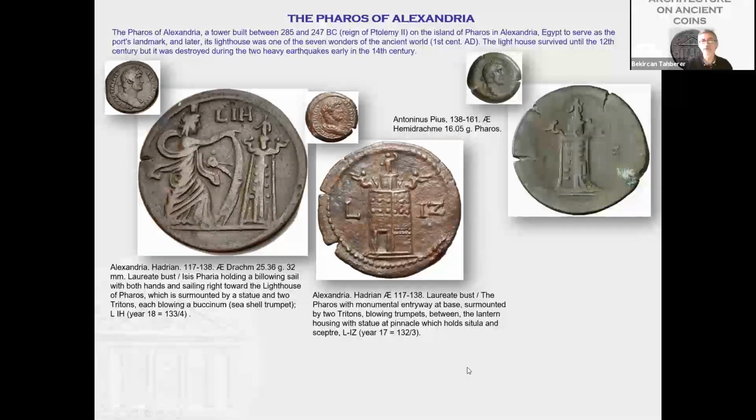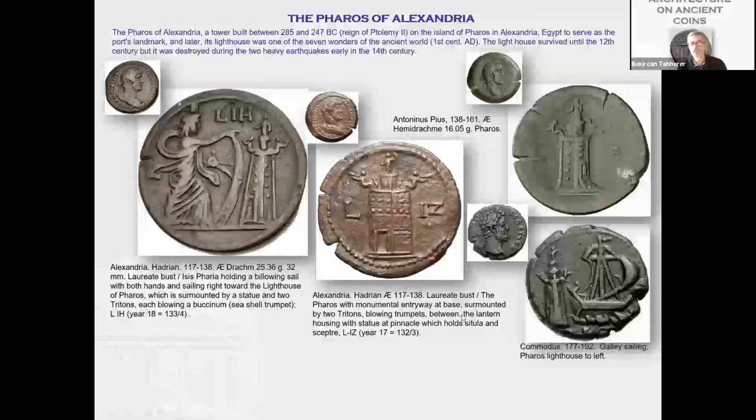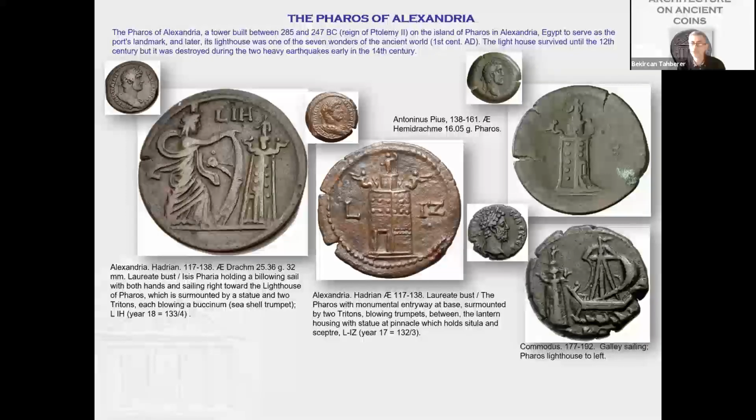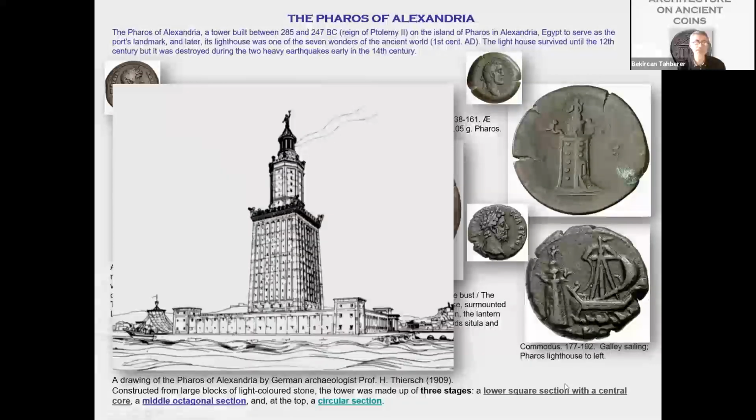And here is a coin from the time of Antoninus Pius. You see a more definitive or descriptive image of the structure. The entrance is here, and there is a spiral stairway going all the way up. The lighthouse area, and finally the statues. And you can see similar depictions later on. Here is a coin from the time of Commodus with a galley leaving the port. And here is a rendition by an artist from 1909, and you know, this is how he believed the original structure looked like.